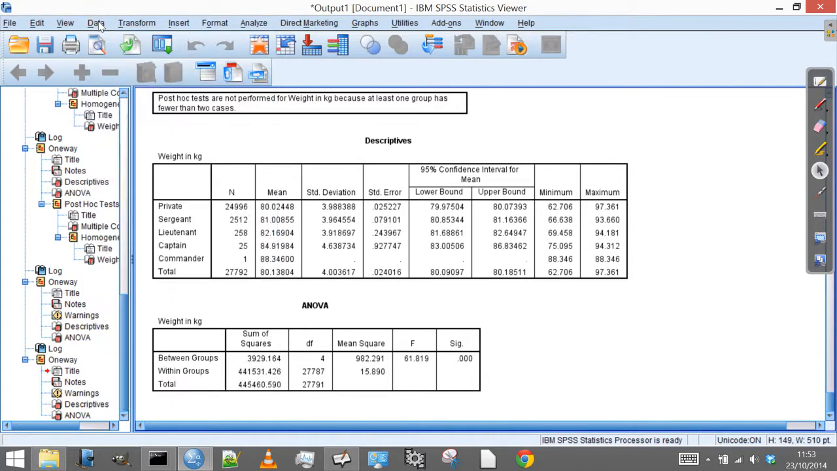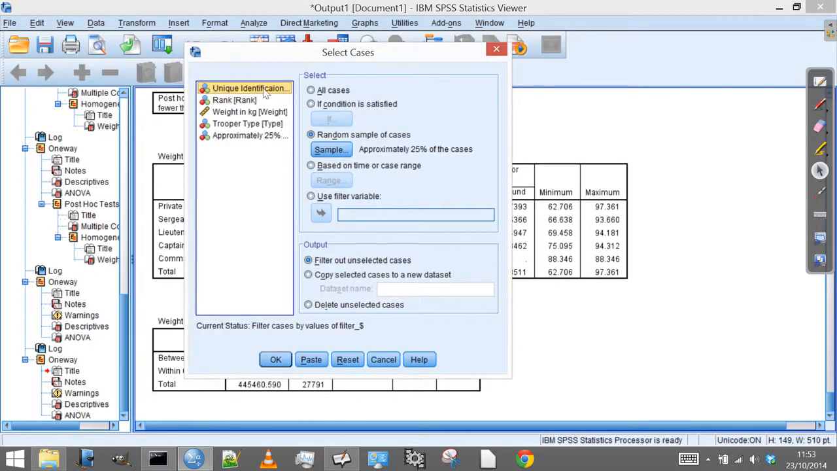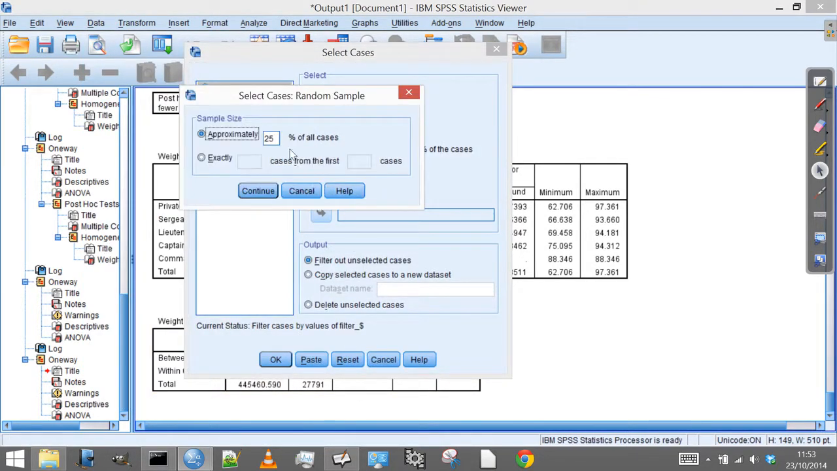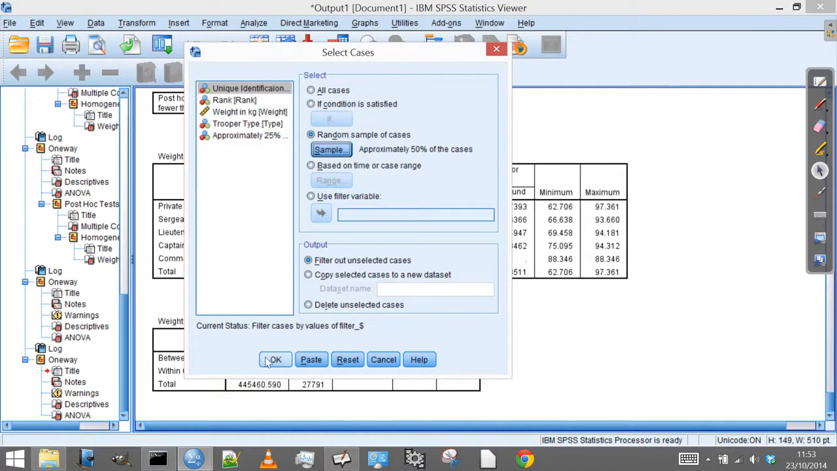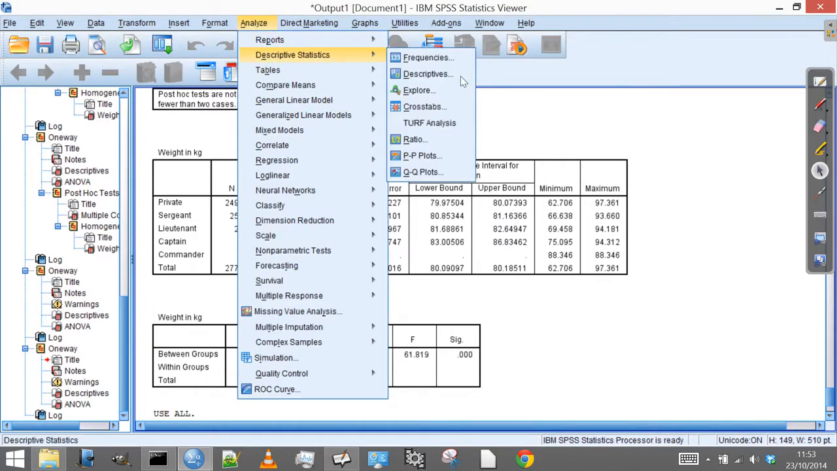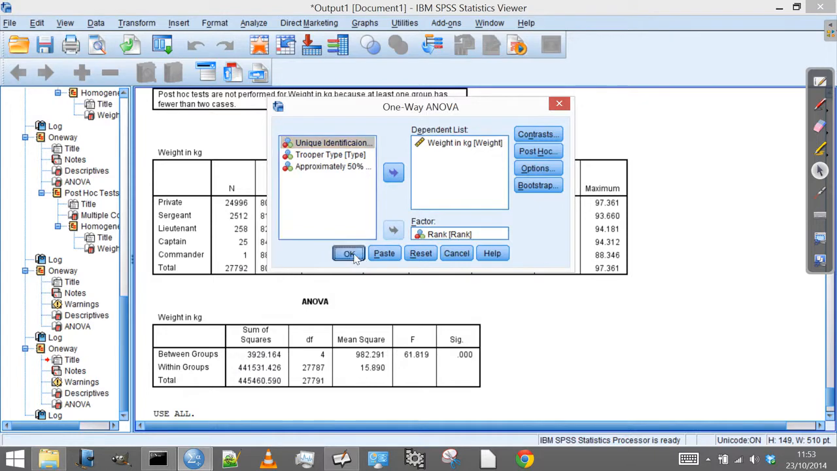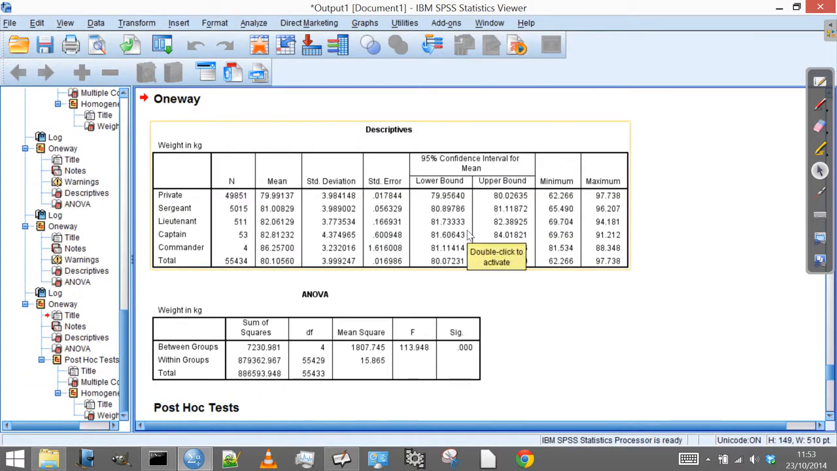All I want to do, though, is get this so that I can get more than one commander. And so maybe for this to work, let's say I'm going to sample 50%, so I'm now going to take half of everyone to see if I can get enough people in, so I can get everyone represented. I've now got four commanders.